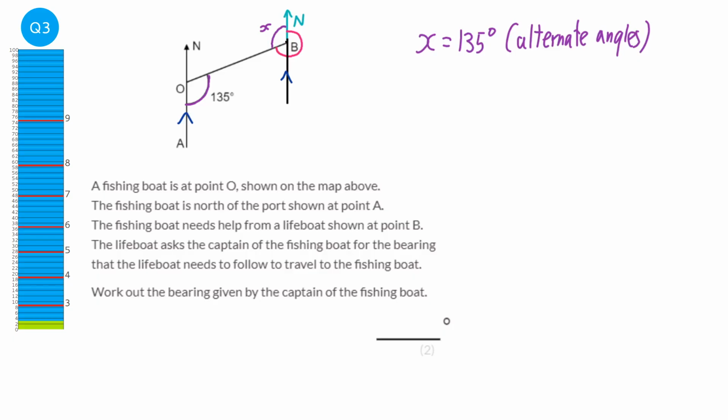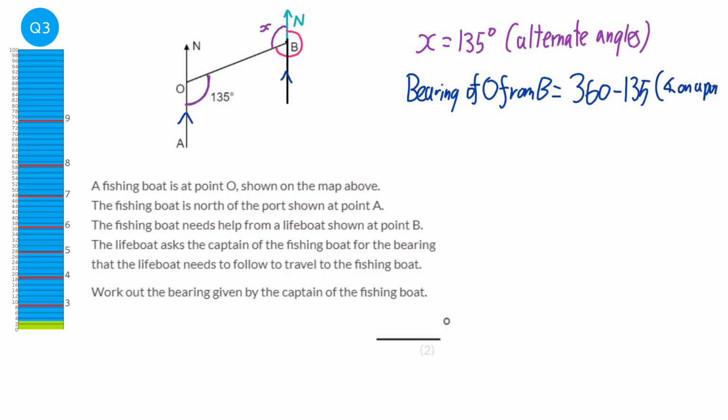Okay, and so to find out what the bearing is, so the bearing of O from B, it's just going to be 360 take away 135, and the reason for that is angles on a point. We've run out of space. Okay, so we're going to do 360 take away 135, which is 225, and so our answer is 225.